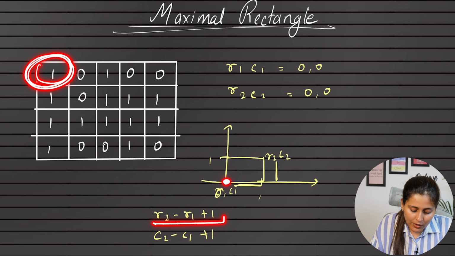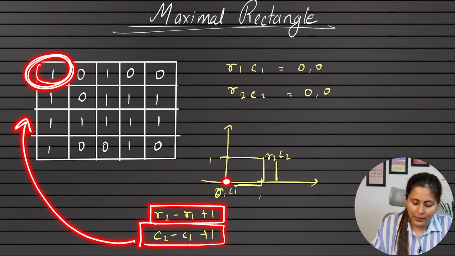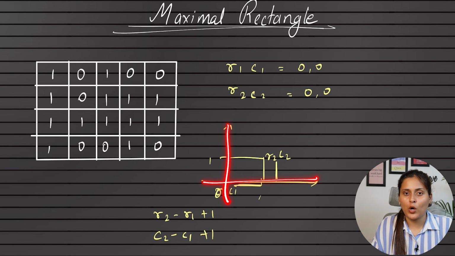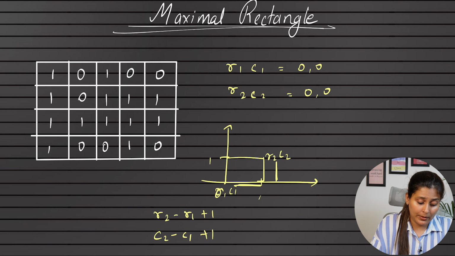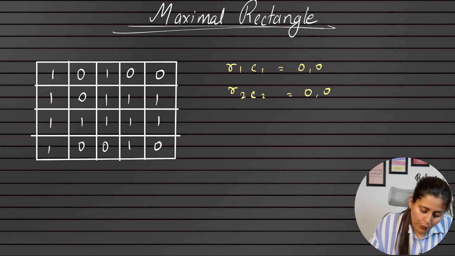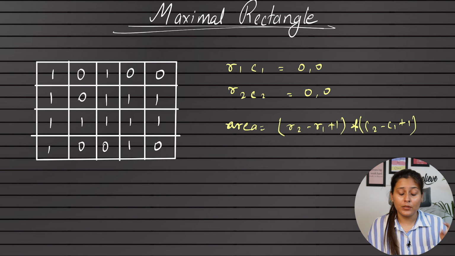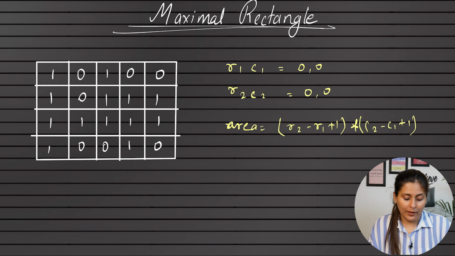So that's why we will calculate the length and breadth by this formula for this matrix, but on a number line we simply do R2 minus R1 and C2 minus C1. So I hope this part is clear. Okay, so with this formula, to calculate area, what we can do is (R2 minus R1 plus 1) multiplied by (C2 minus C1 plus 1). Yes, very simple. Now we can get the area.